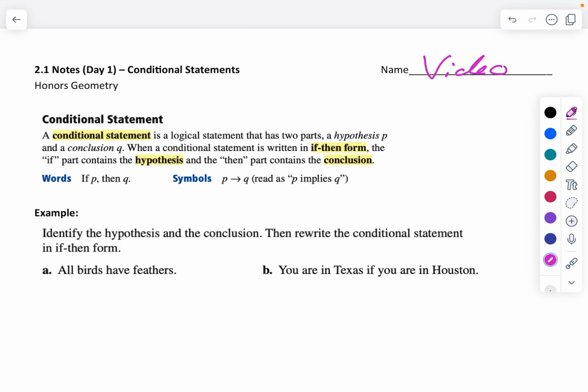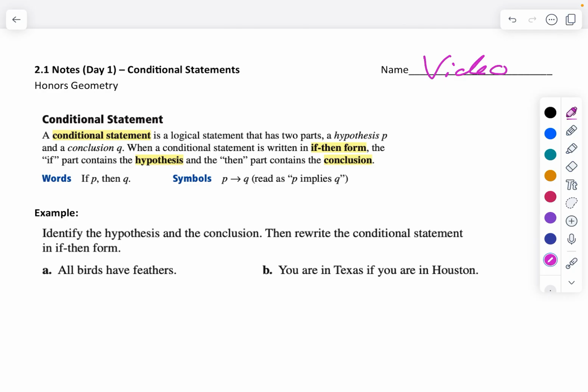We are starting chapter 2, and it's definitely a change of pace from what we did in chapter 1. Chapter 1 was all about terms and postulates and how to write things in geometry. So for 2.1 and 2.2, we're going to spend 2 days on each section and have a little quiz after because it's very different. It's logic.